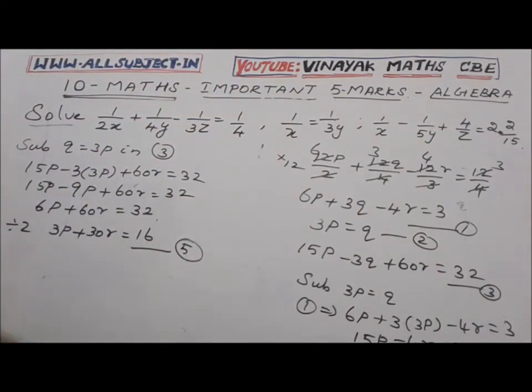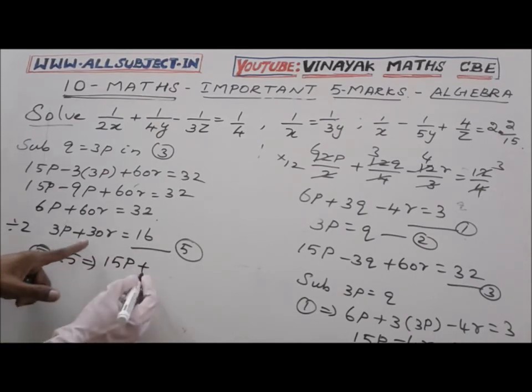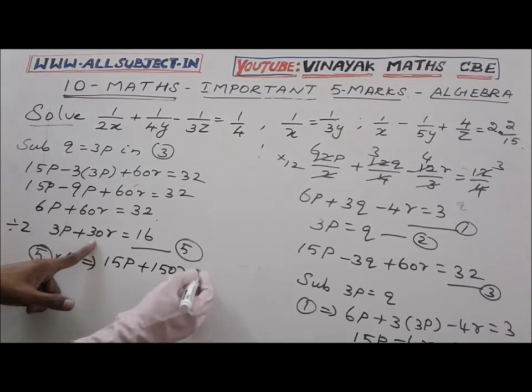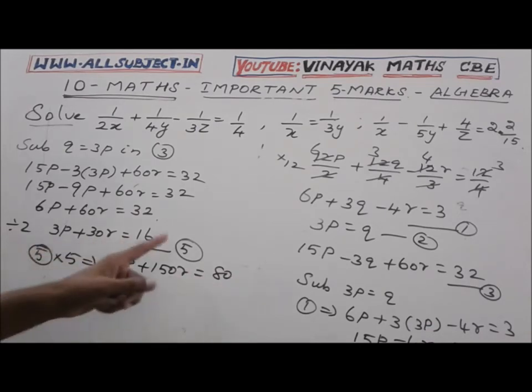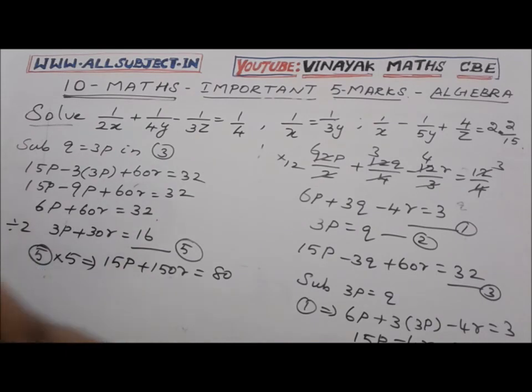Look at 4 and 5. In these 2 equations we have only P and R. So solving 4 and 5 we can get P and R. For that purpose, here we have 15, here we have 3. So multiplying the fifth equation by 5, it will be 15P plus 150R equal to 80. Multiplying the fifth equation throughout by 5, and then keeping the fourth equation as it is.